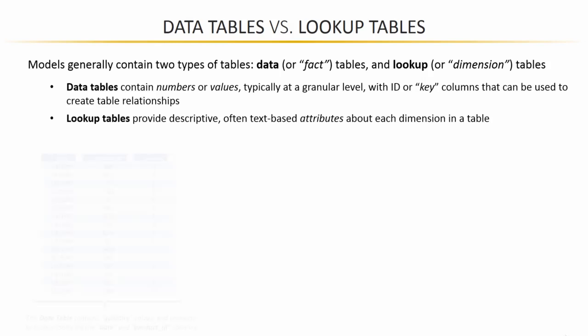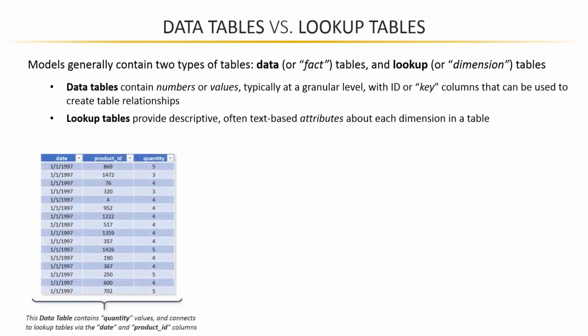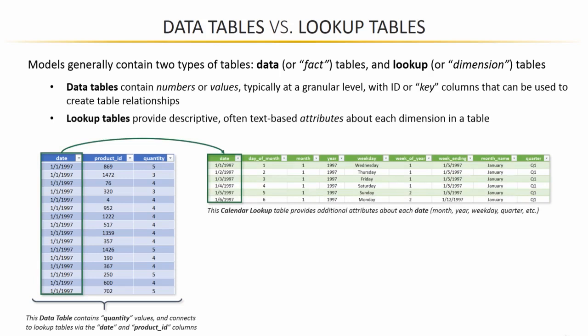So let's walk through an example here. This blue table is a data table. It contains numerical values, those quantities, along with two key columns that we can use to connect this data table with some lookups: a date column and a product ID column. So what we'll be able to do is take that date column and connect it to a date column within a calendar lookup table. And the entire purpose of the calendar lookup table, its entire reason for existing, is to provide additional information about each date. So it's got one row per date and additional attributes like the day of the month number, the year, the weekday, and so on and so forth.